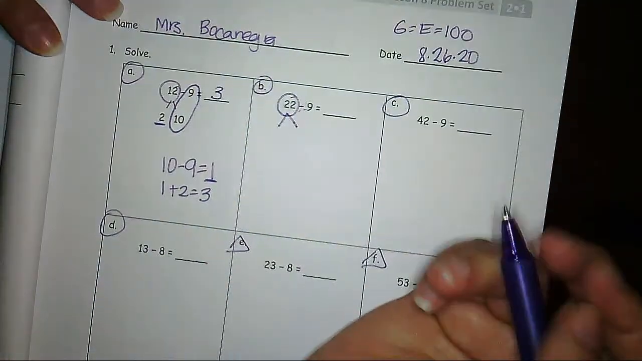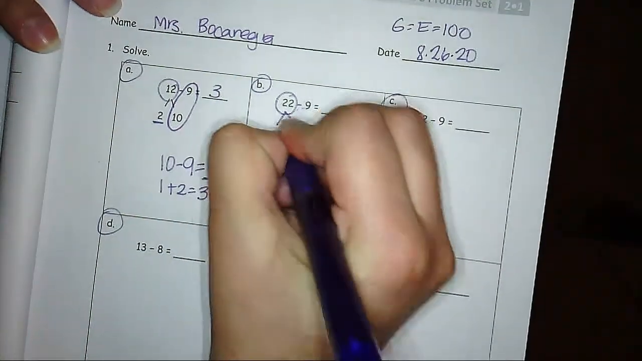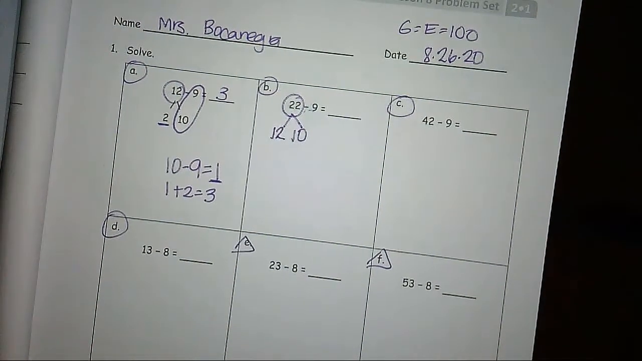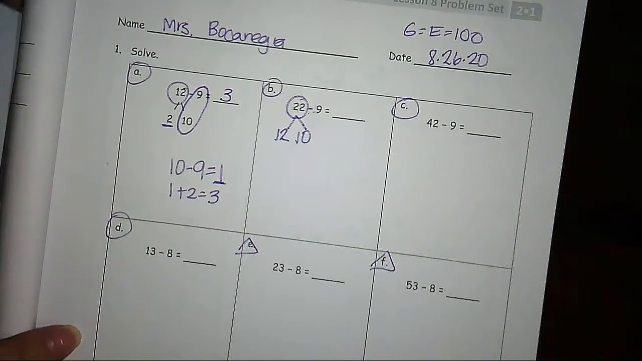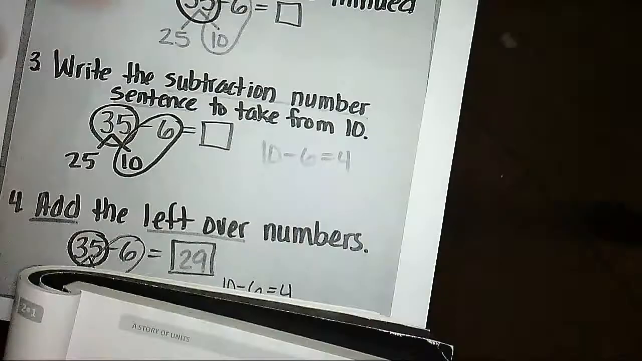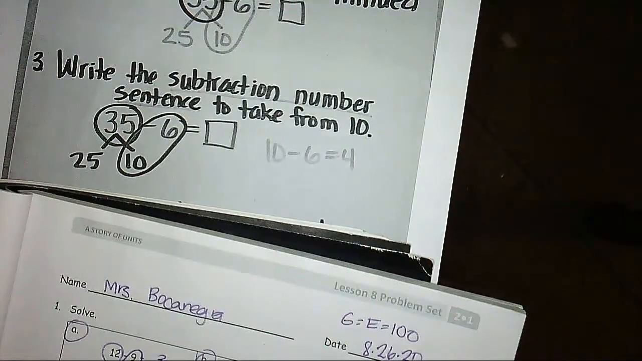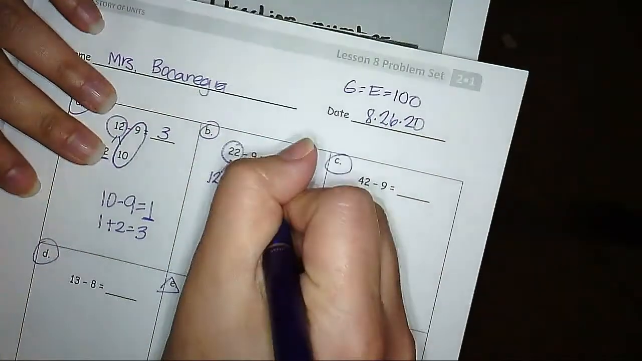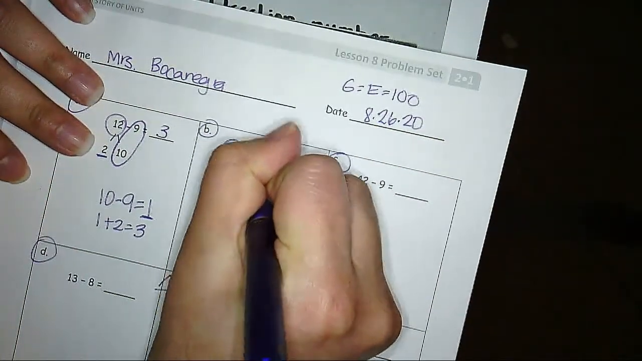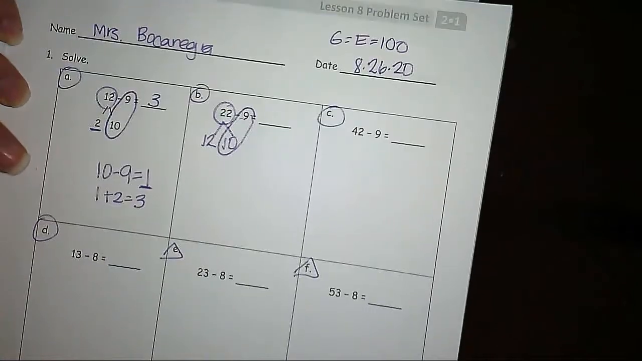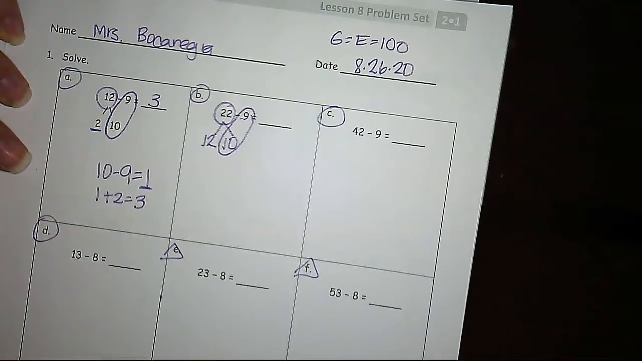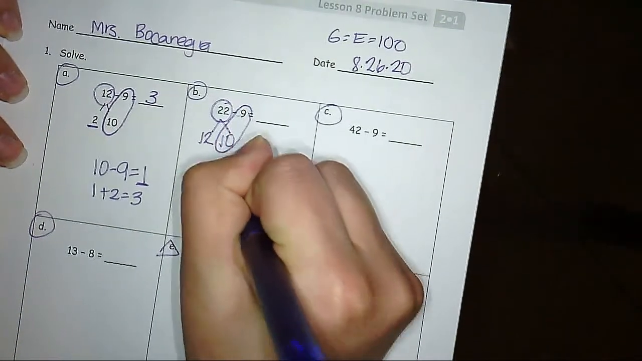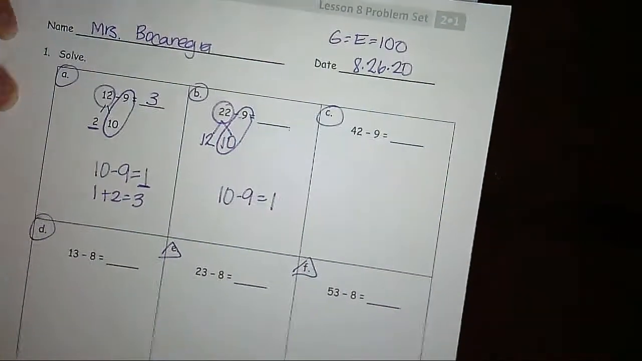Here's what you should have. 10 on one side, 12 on the other side. Great job. You're working very, very well, boys and girls. Step number 3, write the subtraction number sentence. Do it. Don't forget to do this quick step, boys and girls. Here's what you should have. 10 minus 9 equals to 1.